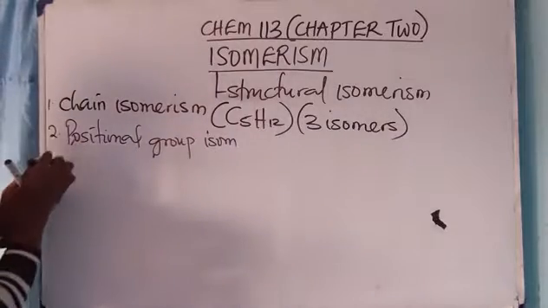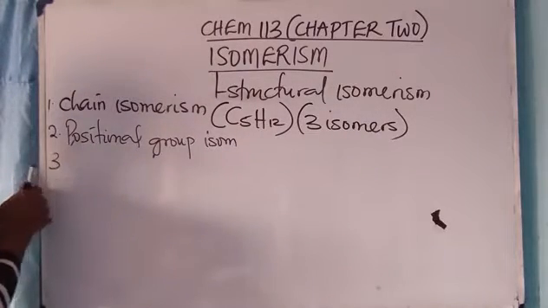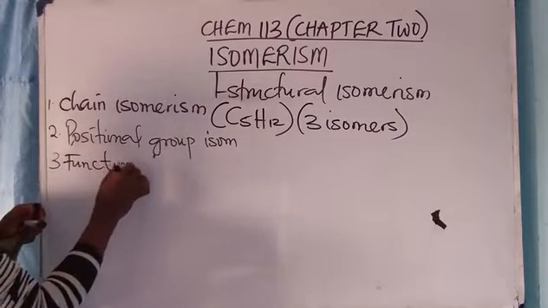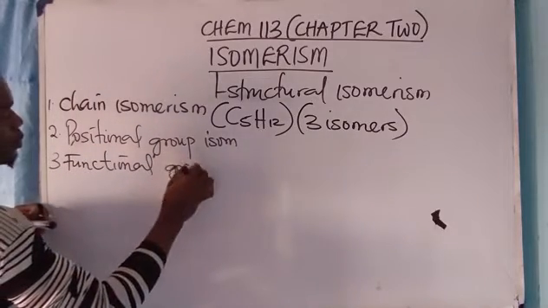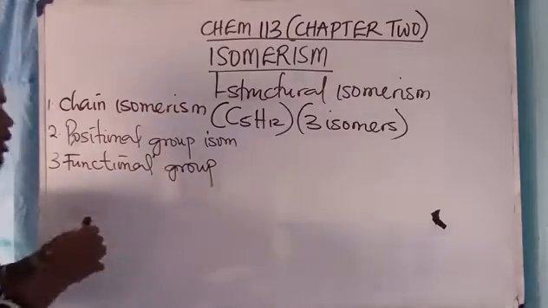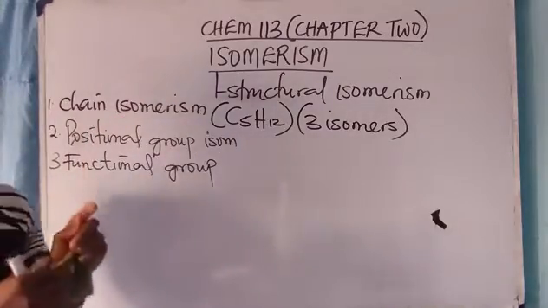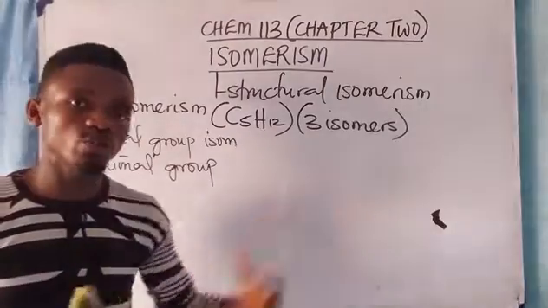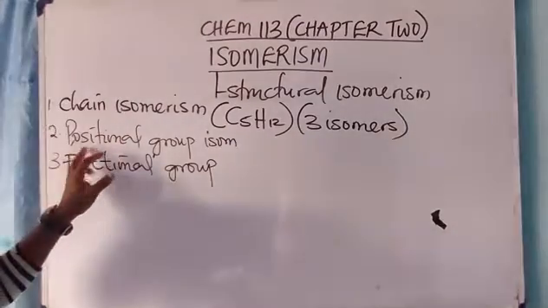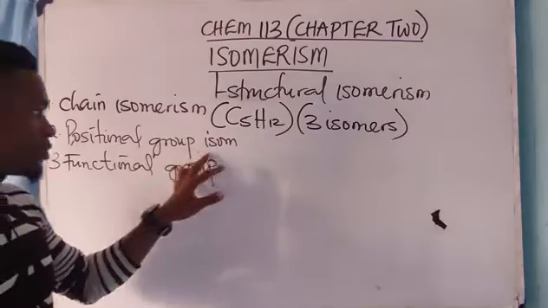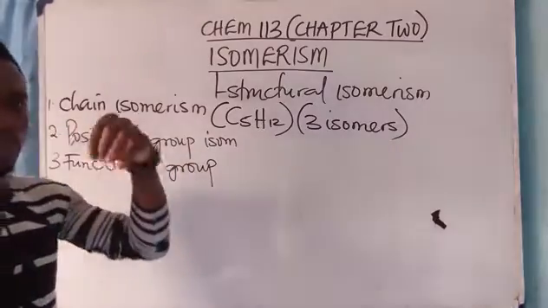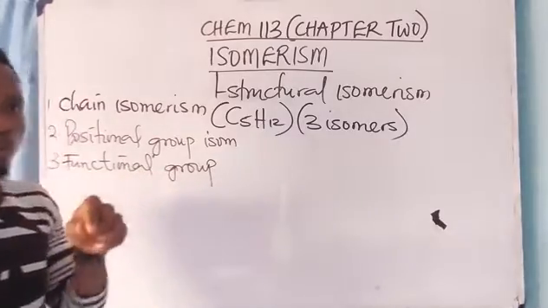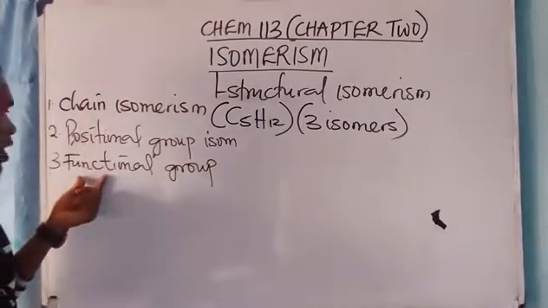Number 3 is functional group isomerism. Now, I said the chain isomerism has to do with the way in which the chain is arranged. It could be straight or branched. Now, positional isomerism has to do with the position of the functional group of a particular homologous series.